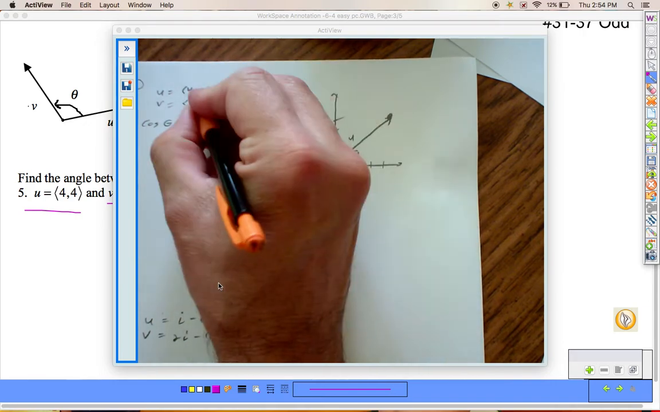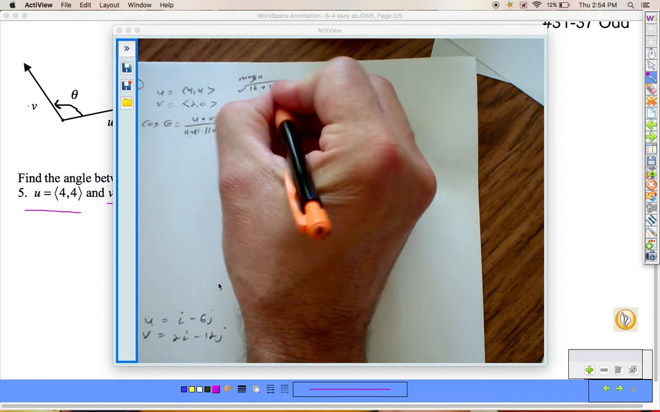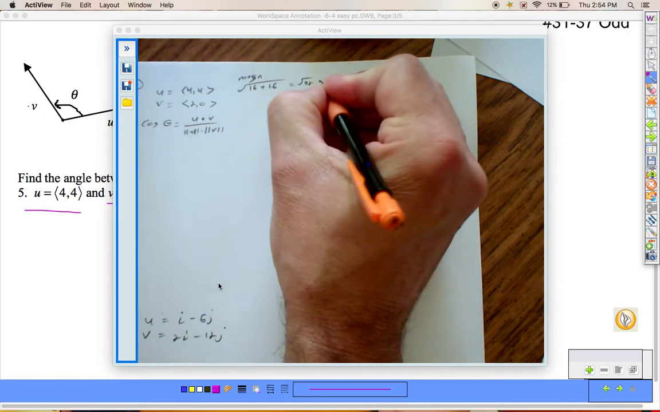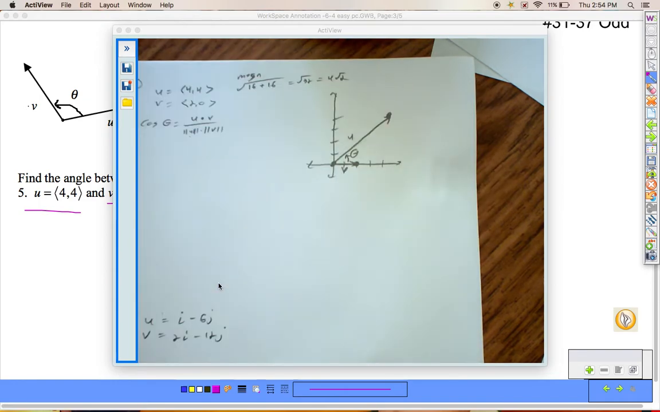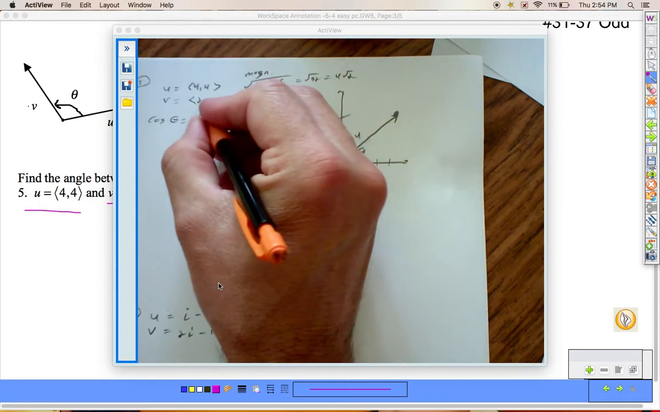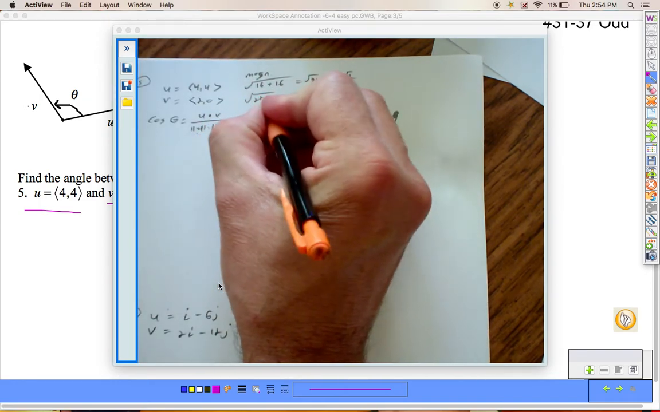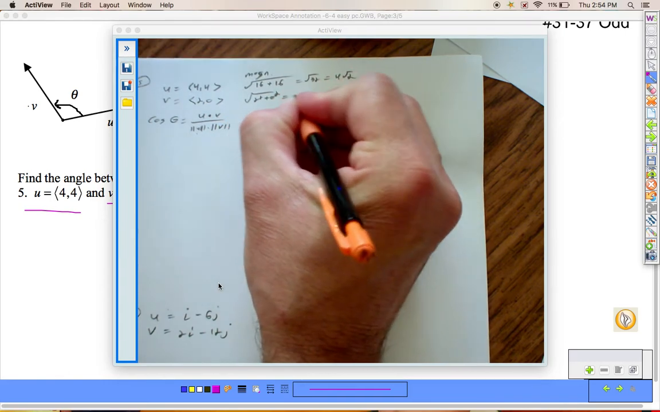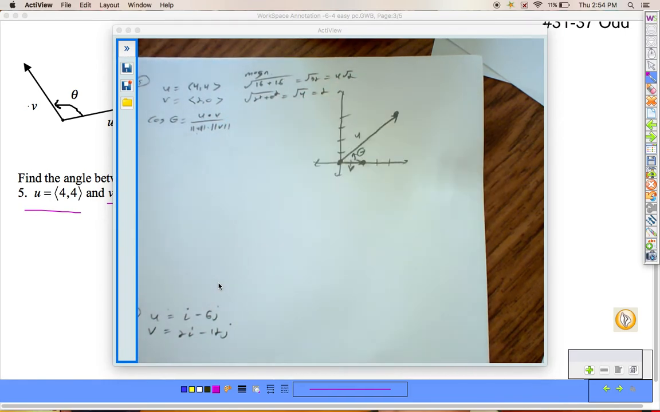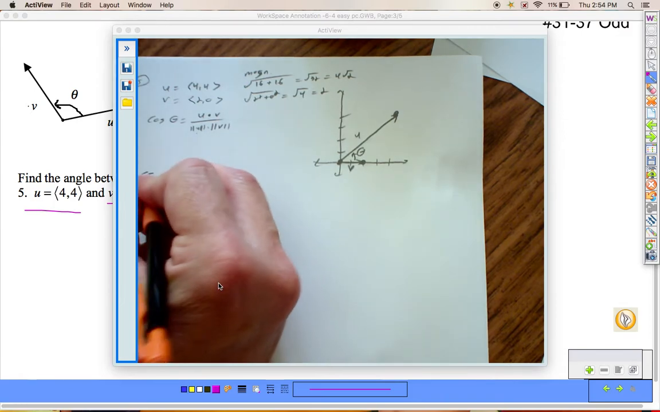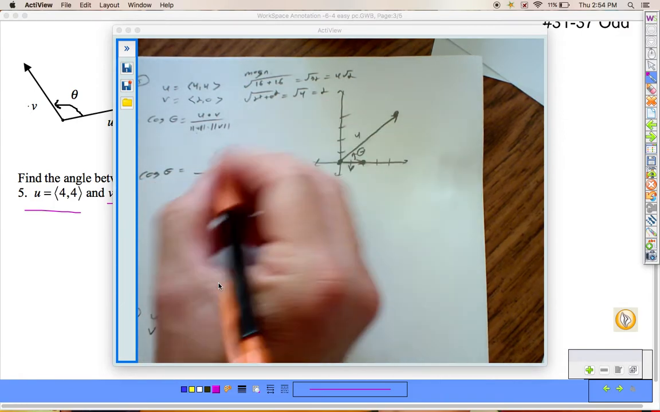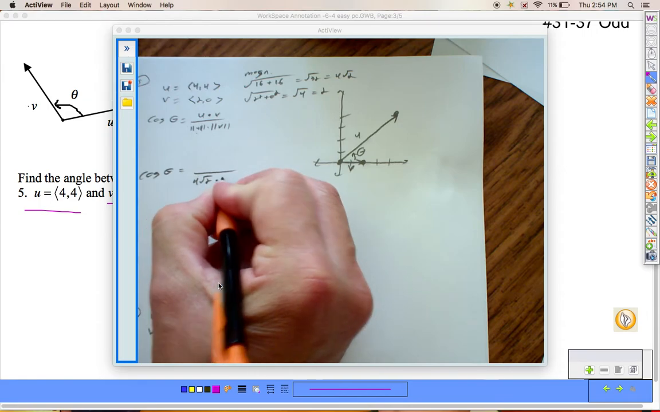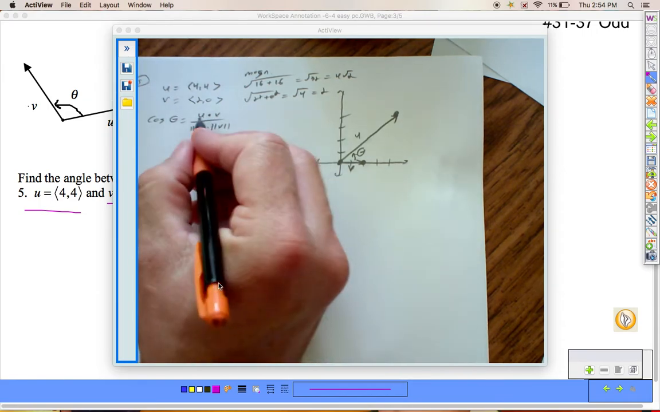My magnitude of u is going to be the square root of 4 squared plus 4 squared, square root of 32, which is 4 square root of 2. The magnitude of v is 2 squared plus 0 squared, square root of 4, which is 2. So the cosine of theta is going to equal 4 square root of 2 times 2. Now, u dot v.